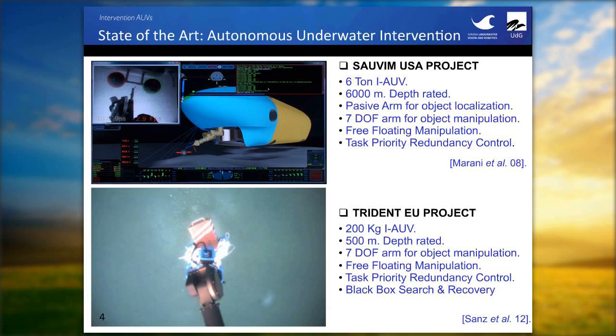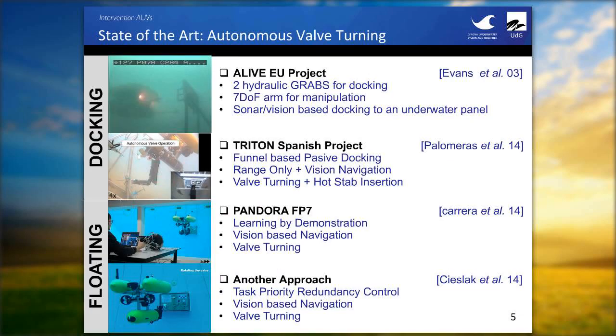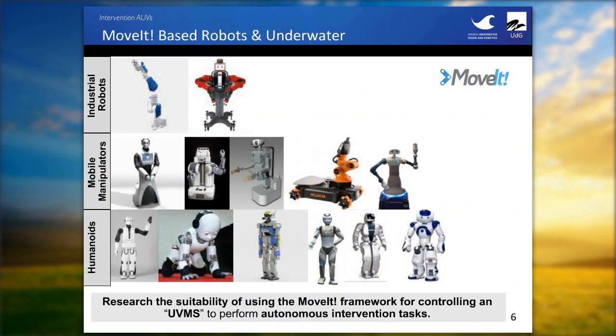And if we check the state of the art of the autonomous underwater vehicle, we'll find really few projects that have done intervention autonomously, like Sovereign and Trident project. And there are 4 more projects who actually did a common task, which is valve turning, and this is inspired by the oil industry. And we can see that 2 of these projects did it on a docking base, while the other 2 did it on a free-floating base. And we will see that we use mainly this scenario of valve turning in order to validate the use of MoveIt in the underwater domain.